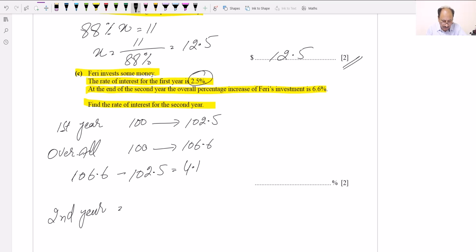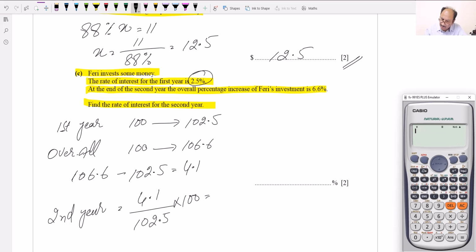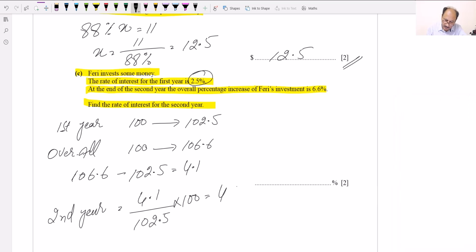Second year will be 4.1 divided by 102.5 and multiply by 100. We need to calculate the percentage, so this will be 4.1 over 102.5 and multiply by 100, and this will be 4%. So 4% will be our final answer. Percentage symbol is already there and it's for 2 marks.